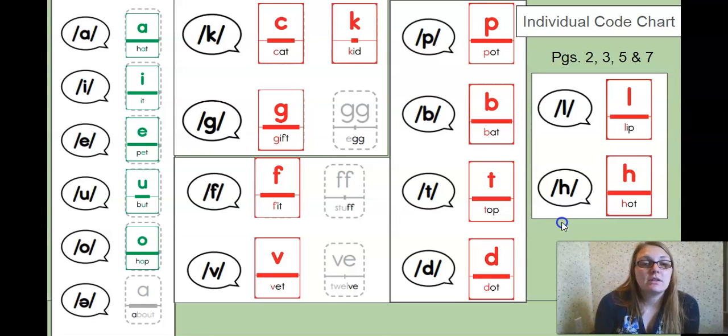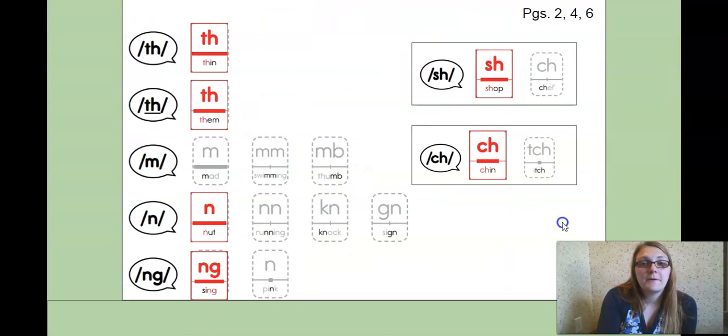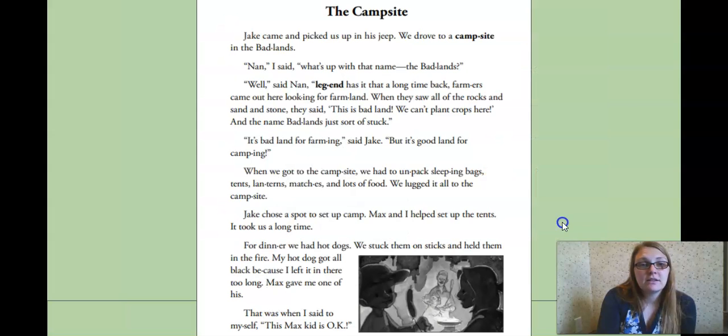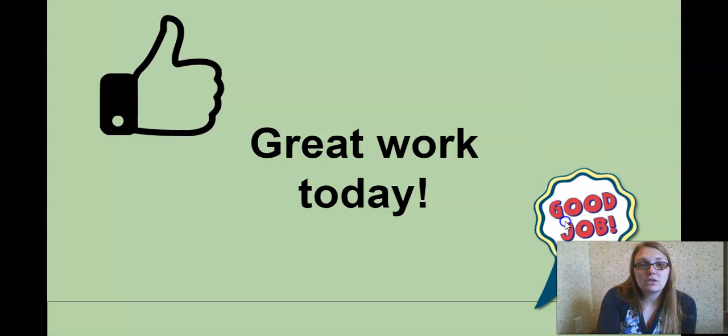Here are all the sounds that we have worked on. Pages 2, 3, 5, and 7. 2, 4, and 6 for today's. And here's the story. Great work today.